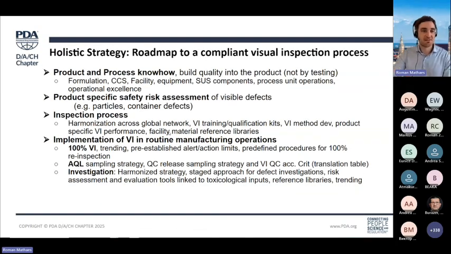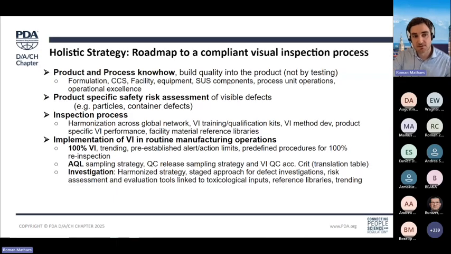So how can we bring this all together? A holistic strategy. On the one hand, we want to ensure, again, patient safety. On the other hand, we want to ensure process control, GMP process control. It starts with quality risk management, which has a foundation in product and process know-how. Quality needs to be built into the product, it can't be achieved by pure testing. This starts with formulation, container closure system, facility, equipment, single-use components, and so on and so forth.